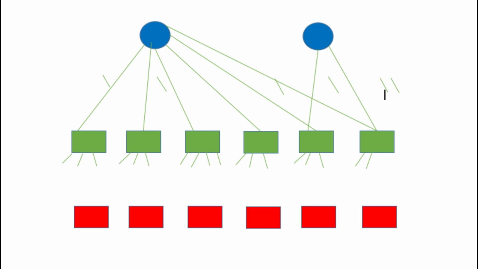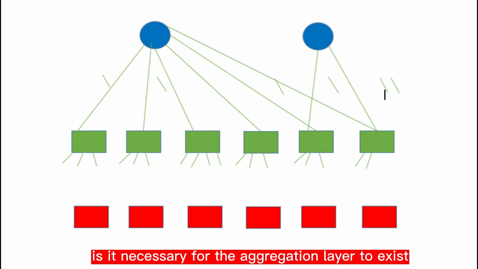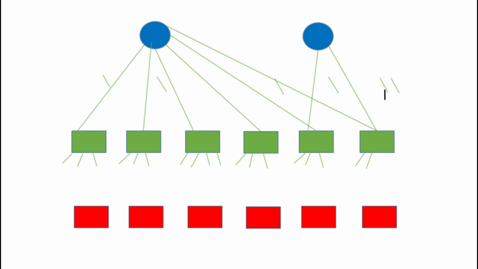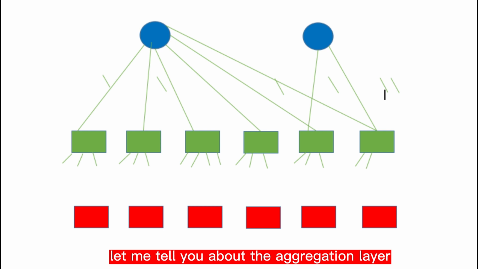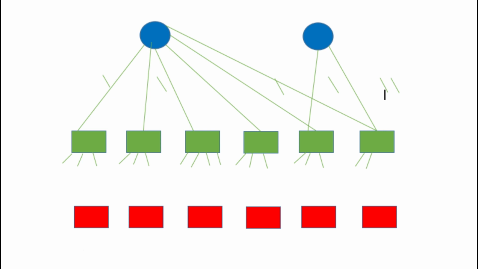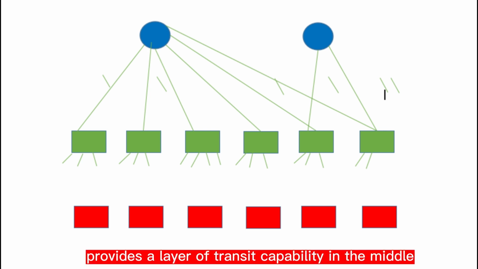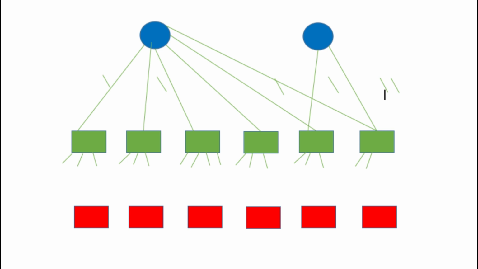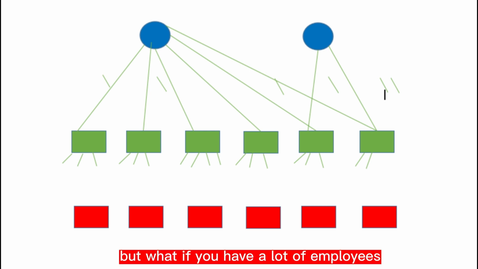But is it necessary for the aggregation layer to exist? It cannot exist. First of all, let me tell you about the aggregation layer. It is mainly to aggregate our access layer into one. Everyone can see, it only provides a layer of transit capability in the middle. If there is no aggregation layer, this layer is almost gone. Is it possible? Also. But if there is no aggregation layer, can we connect directly to the core layer? Can also. But what if you have a lot of employees in your company in the future?